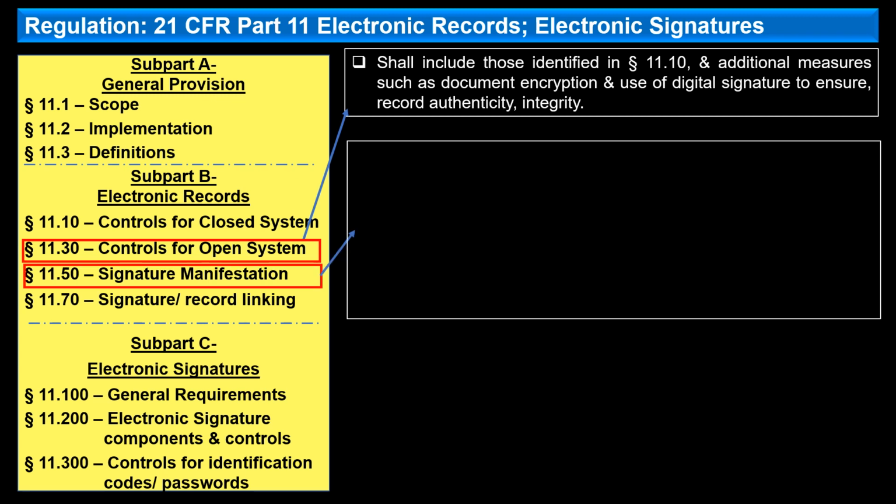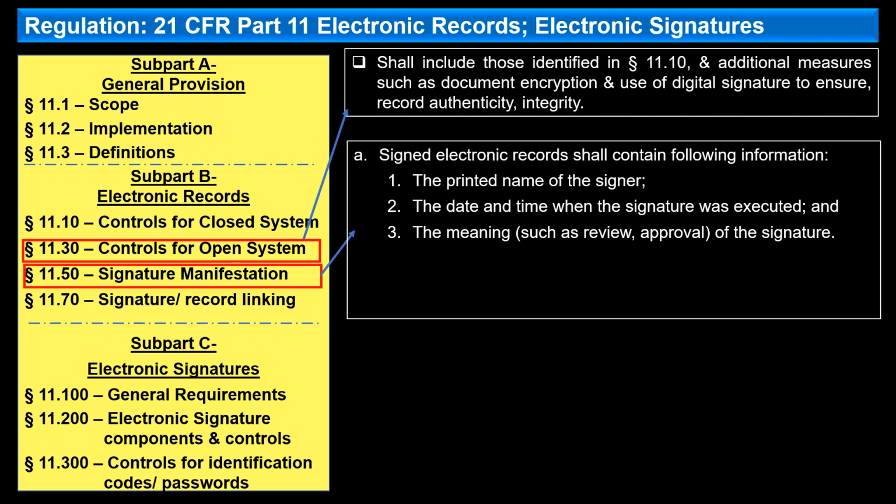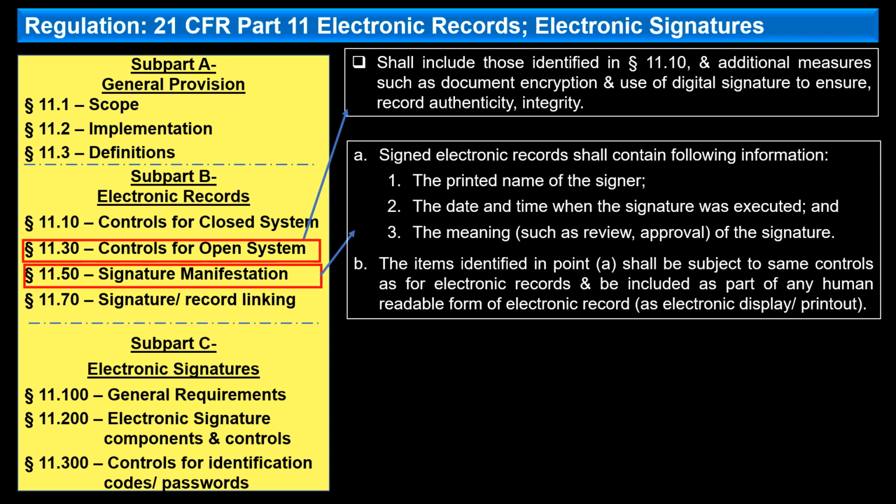Looking into 11.50, that is signature manifestation, the signed electronic records shall contain the following information: the printed name of the signer, the date and time when the signature was executed, and the meaning of the signature, that is reviewed by, approved by, etc. The items identified above shall be subjected to the same controls as for the electronic records and be included as a part of any human readable form of the electronic record.